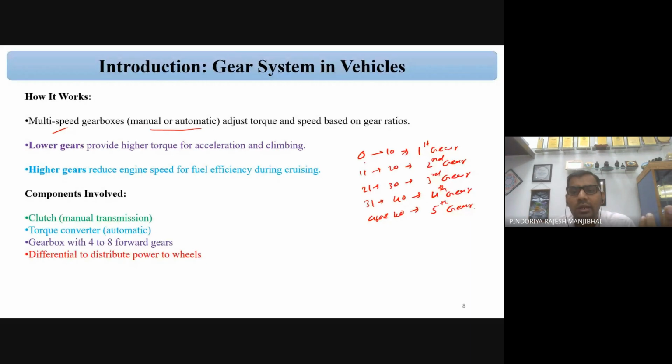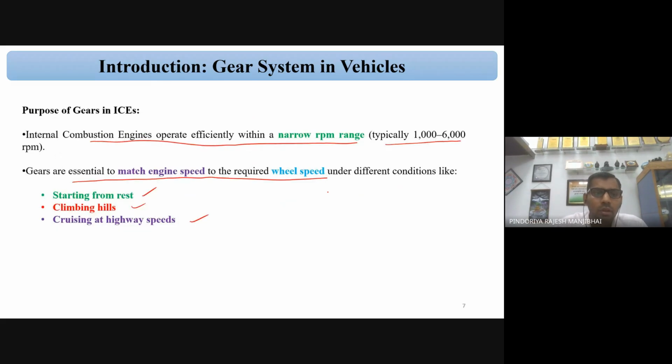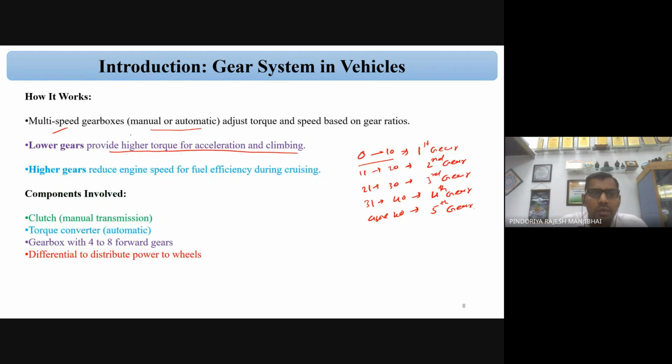So suppose your vehicle is running at 0 to 10, then your gear is automatically first gear, correct? That is coded automatically while designing the vehicle. So if your speed is maybe 10 kilometers per hour, then my gear is first gear. Lower gears provide higher torque for acceleration and climbing. In the previous slide I already told you, in first gear there is low speed and high torque, correct? So lower gears provide higher torque for acceleration and climbing. Higher gears reduce the engine speed for fuel efficiency during cruising.